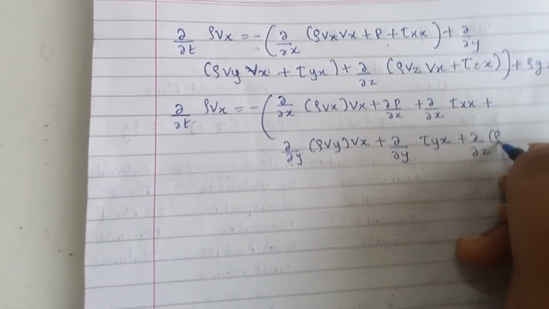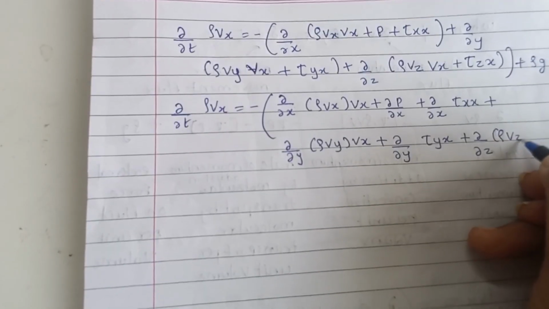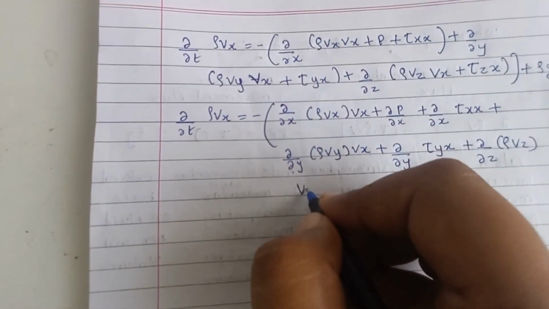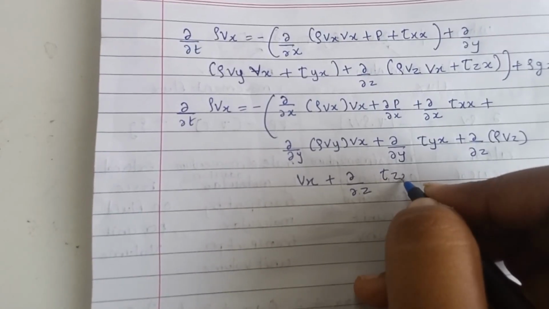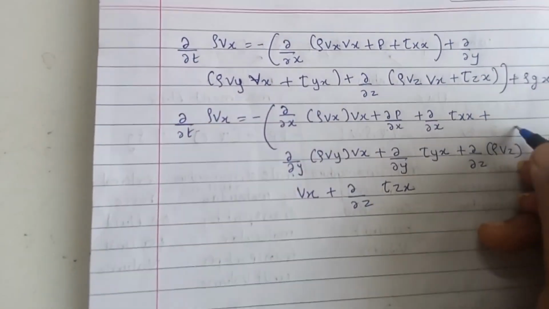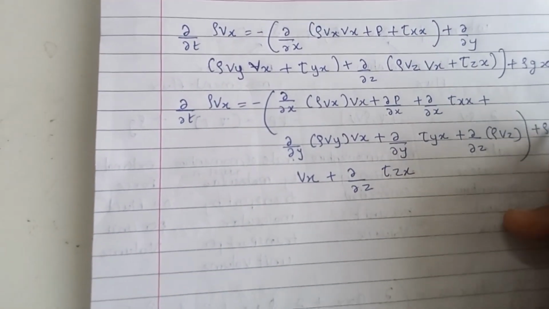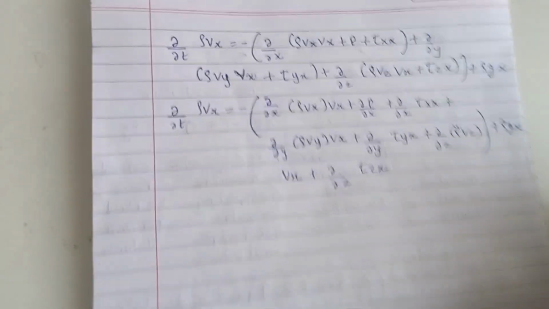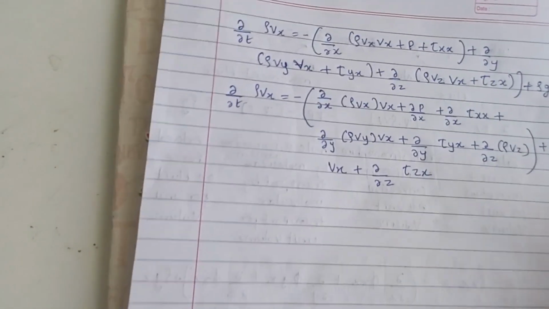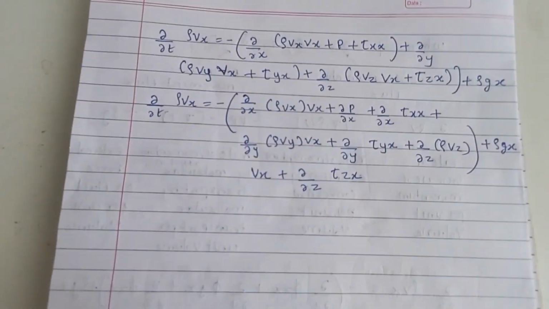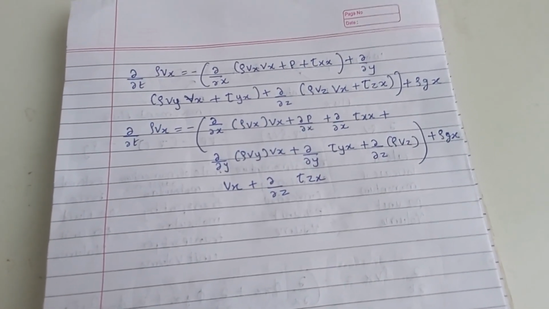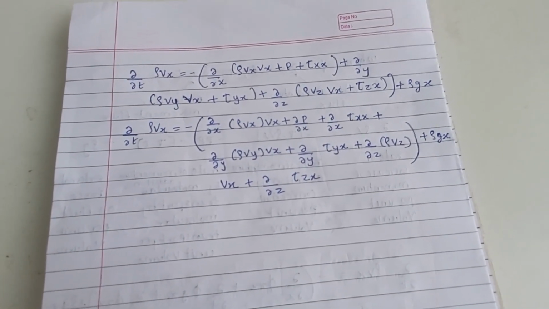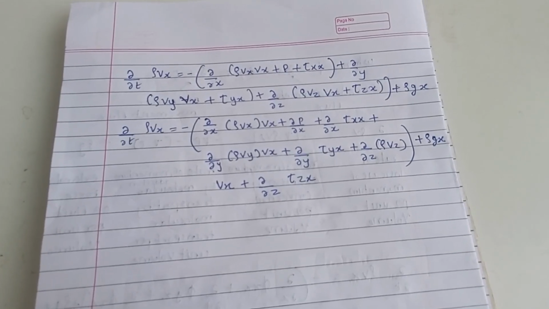We can break the terms like rho, del by del y into rho Vy into Vx, plus del by del y into tau Yx, plus del by del z into rho Vz, plus rho into Gx, that is the gravitational force. It is constant, not changing with respect to x or y, only in the x direction. That is why we represent the gravitational acceleration with the suffix x. Now we can further simplify the terms.